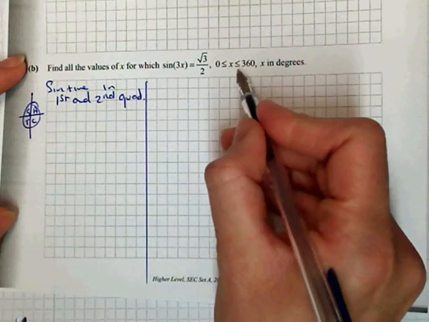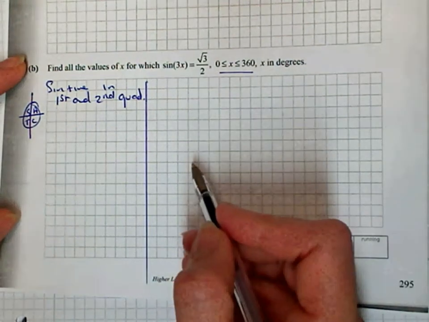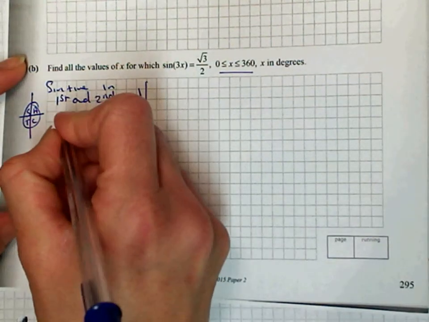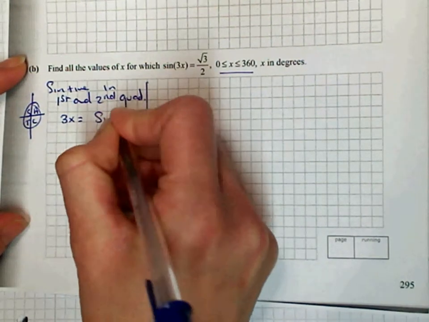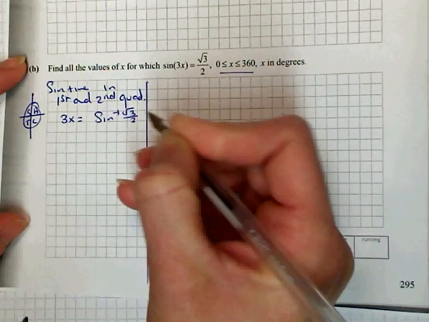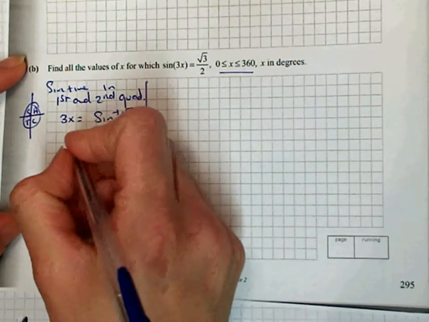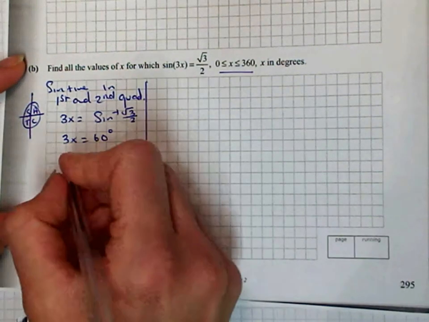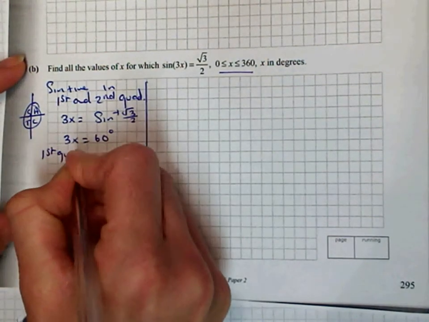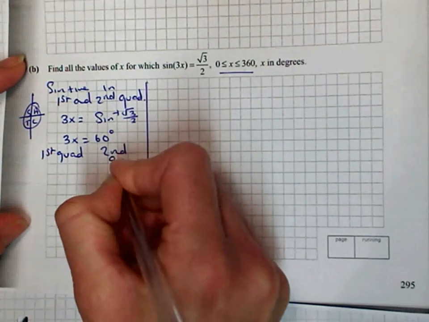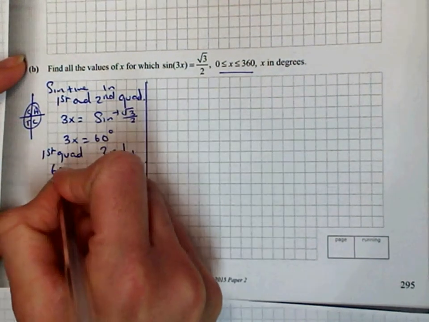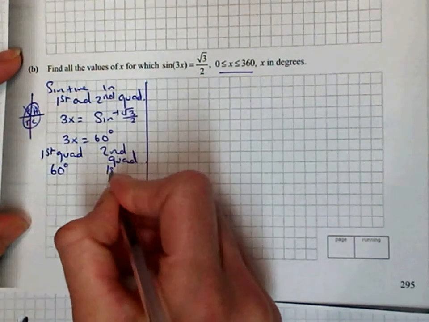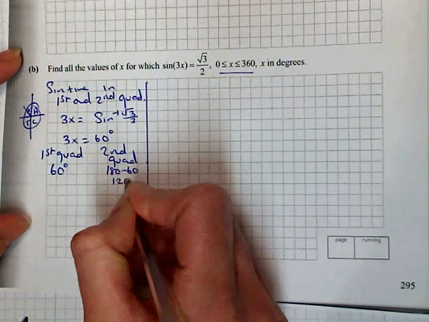Now our answers are going to be in degrees because it's between 0 and 360 degrees. So first we'll get a reference angle. So 3x is equal to the sine inverse of root 3 over 2, and our reference angle is 60 degrees. Now we're talking about the first quadrant and the second quadrant. So in the first quadrant you're talking 60 degrees, in the second quadrant 180 minus 60, which is 120 degrees.